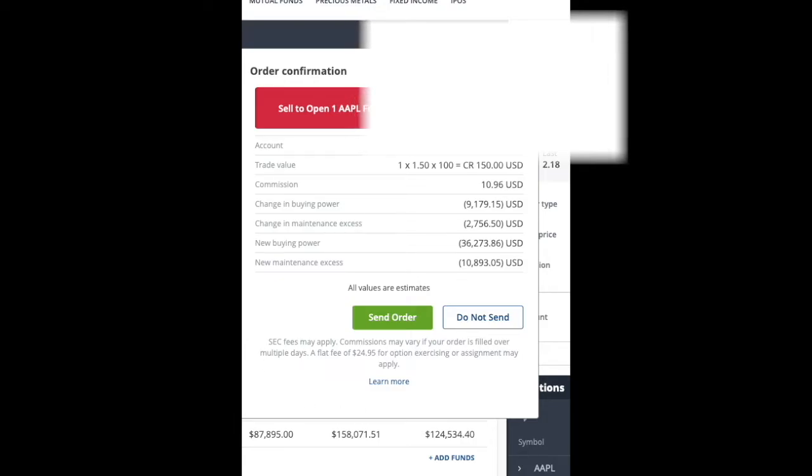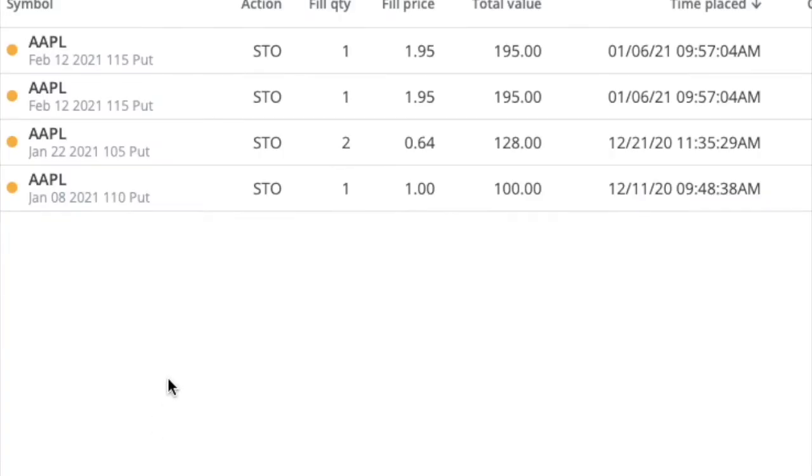And that's how easy it is to trade options in Questrade. Since I could not execute that trade because it's a Sunday here and the market is closed, I'm just going to show you the last 4 trades that I've done with Apple selling put options.